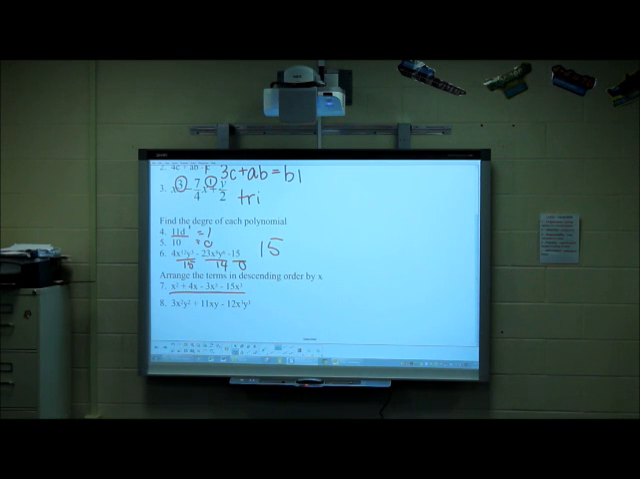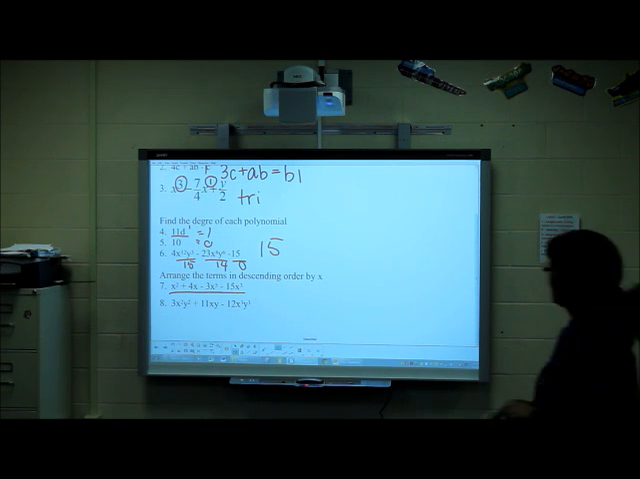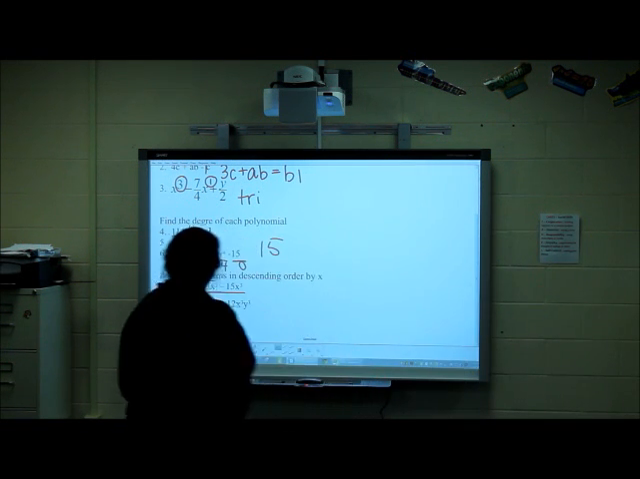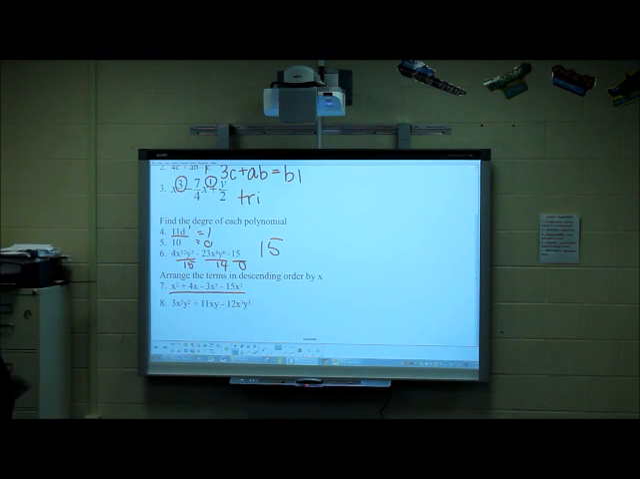All right, the first one in descending order. What comes first? 3x to the 5th. Then what? Negative 3x to the 5th. Very good. Thank you for saying it. Now what? Minus 15x to the 3rd, then what? Plus x squared. And then what's the last one? 4x. Very good.